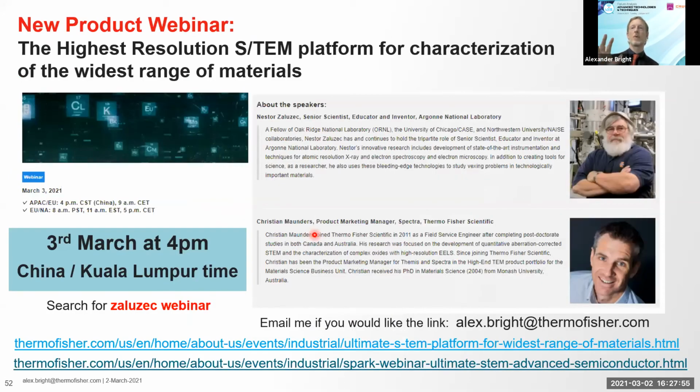Just one extra thing. We actually have some quite exciting new technology that's being announced tomorrow. This is related to Spectra, and in particular improvements to the high tension switching, so switching of the acceleration voltage, which becomes much faster, and a big improvement in EDS performance.